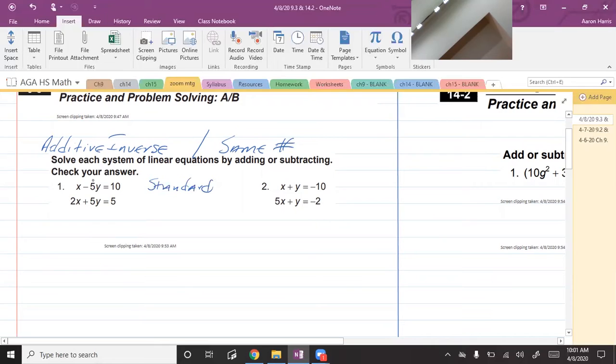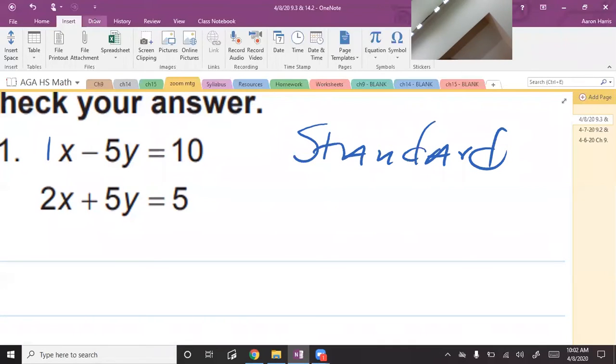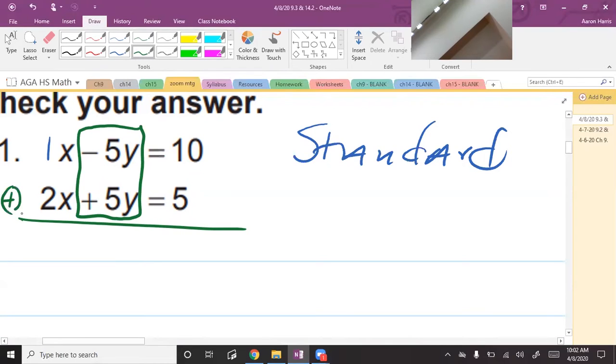So if I look at this first one, problem number 1, I see a coefficient of 1 here and 2. They're not additive inverses and they're not the exact same number. So then I can go to y. I see -5 and +5. They're additive inverses, so I put a box around it. Once I put a box around it, I know that I am going to what? Add or subtract. Well, I'm going to add these. Why? Because they're opposites, okay?